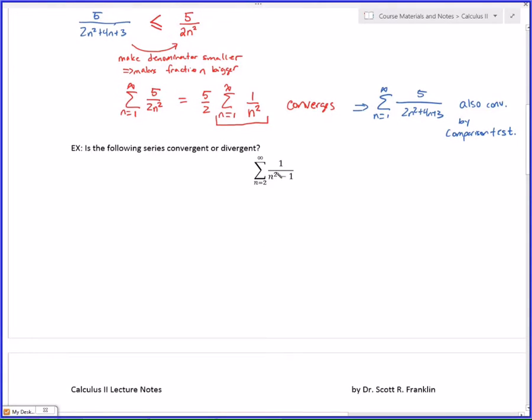Okay, so let's try another one and show you where this can get a little bit annoying and not as easy as the first one. Okay, so let's look at this guy. 1 over n squared minus 1. Do you think, just hypothesize, that it converges or diverges? What does your intuition tell you at this point? Why are you thinking that? Other than just guessing randomly.